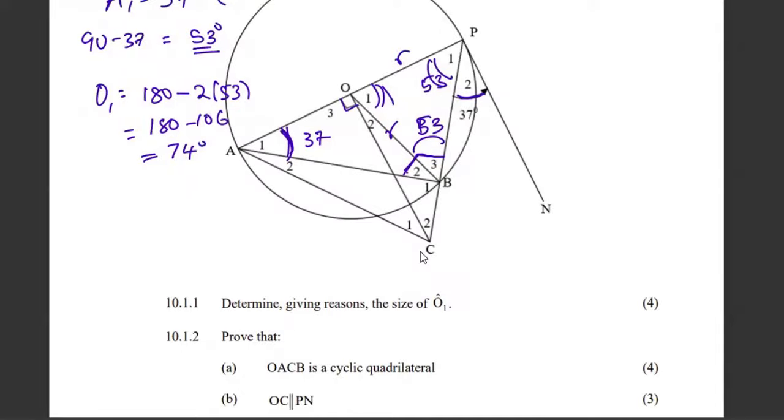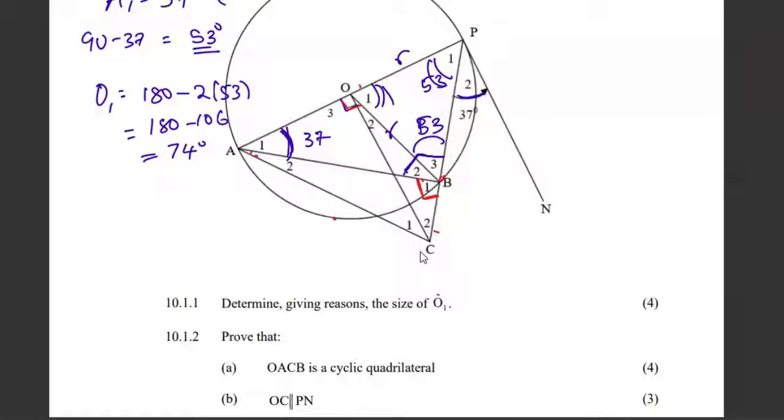OACB is a cyclic quad. So what we need to do, we need to prove, if this is a 90, if we can find B1 to be a 90, okay, then this shape will be a cyclic quadrilateral. That is what I'm thinking.